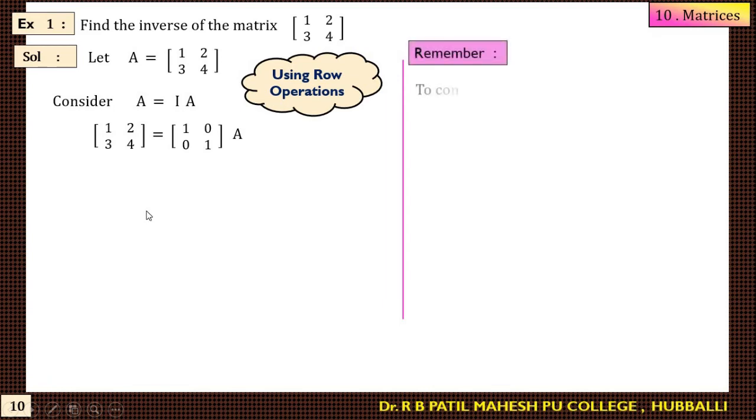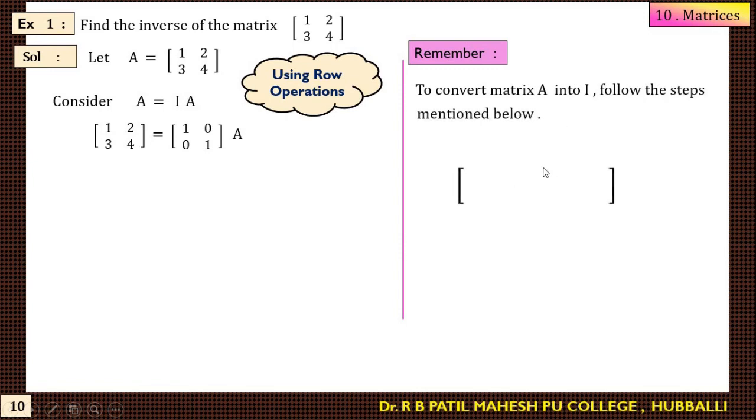So remember, to convert matrix A into I, follow the steps mentioned below. So this is a matrix A. The first step is the 1 1 position element, you have to make it 1. If 1 is already given, this step is skipped.